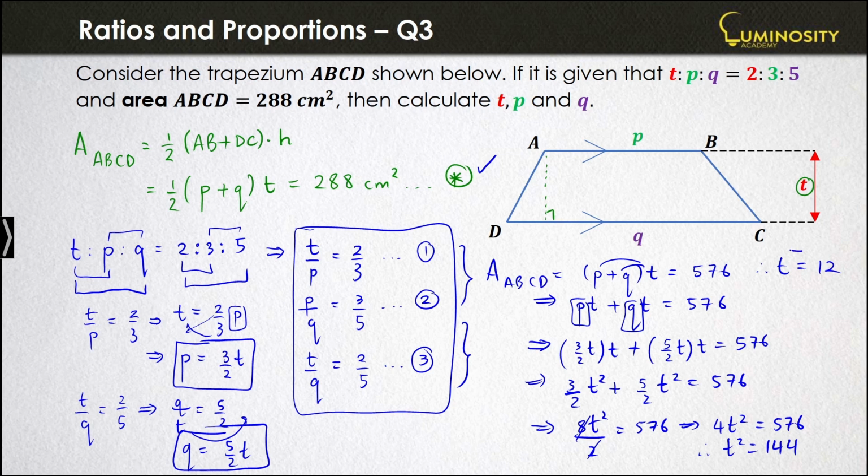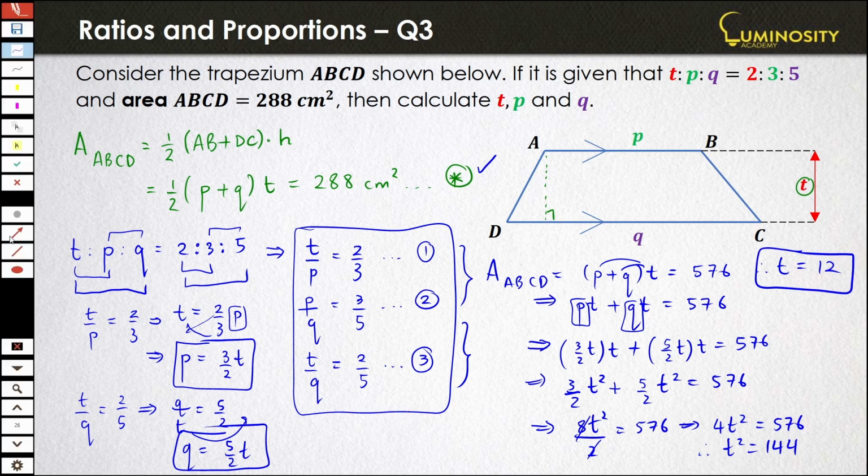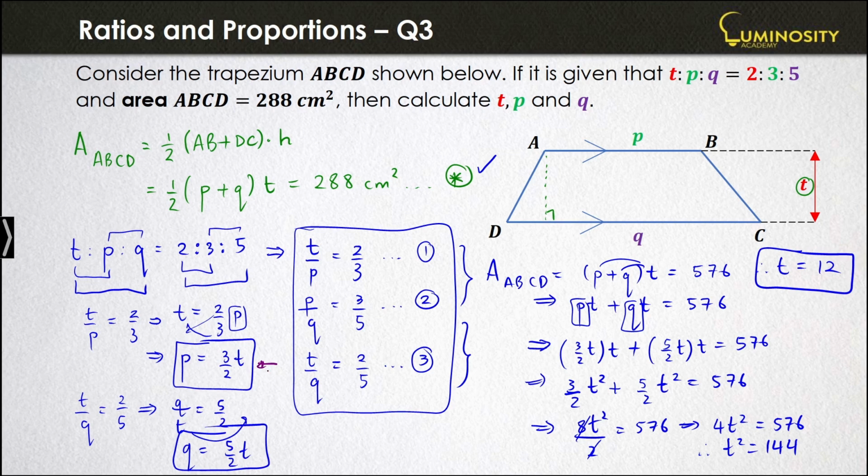Now that I've got T equals 12, I can go ahead and find P and Q because I've got equations that relate P and Q in terms of T. Therefore P equals 3 over 2 times T. 2 goes into 12 6 times, and 6 times 3 is 18. Don't forget we were given unit measurements, so I should write centimeters. Lastly, Q was given as 5 over 2 times 12 centimeters. Again, 2 goes into 12 6 times, so that's 30 centimeters.